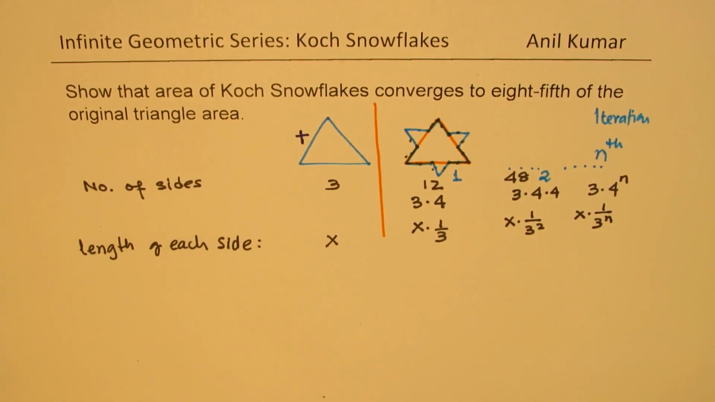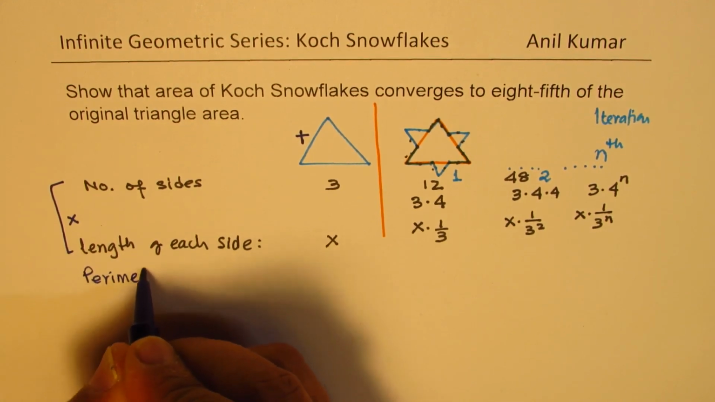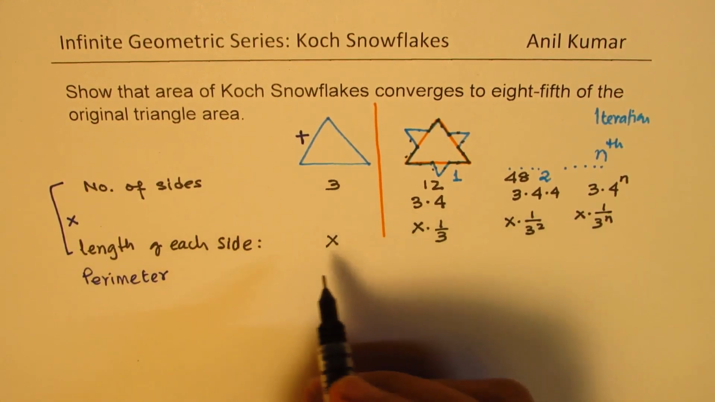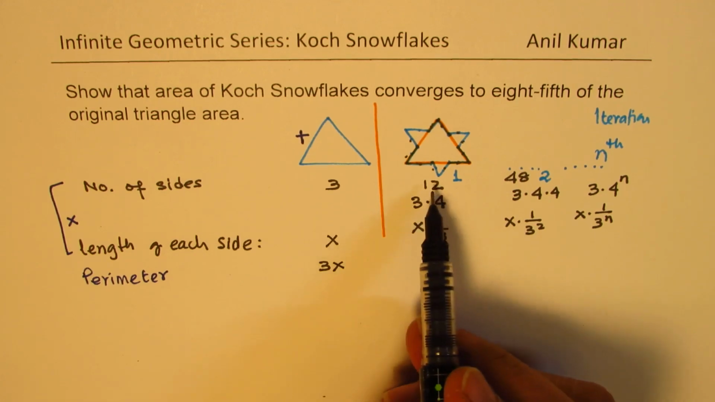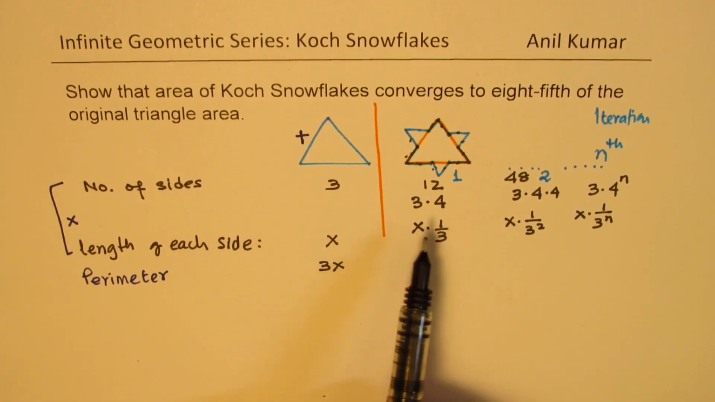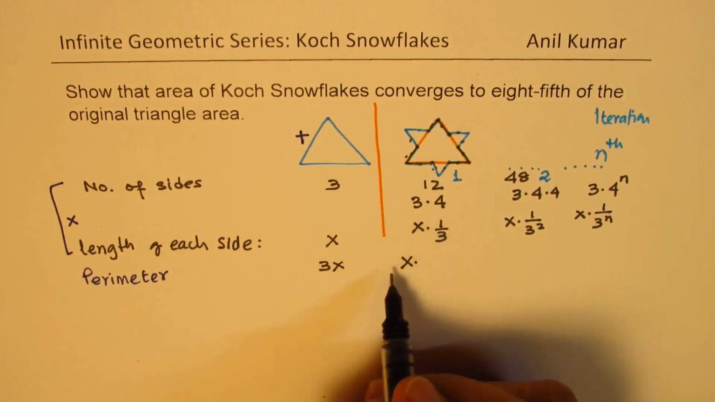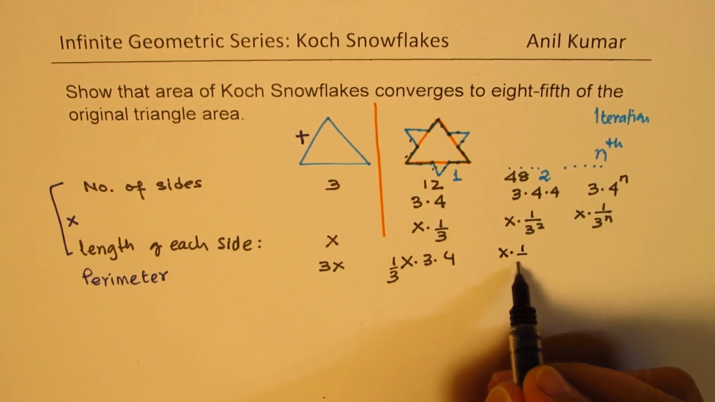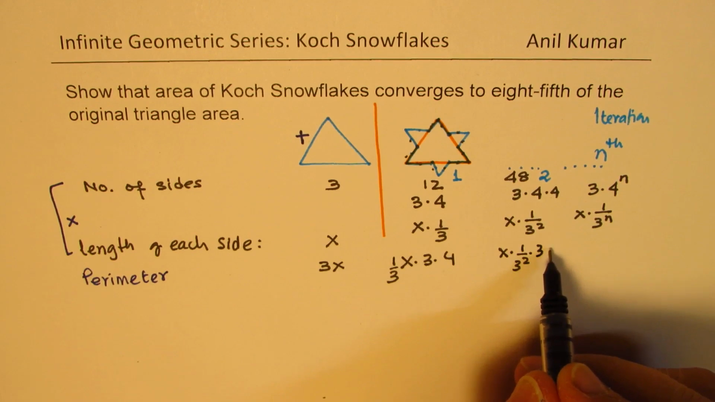Now we know the number of sides and the length of each side. If we multiply these two, we get the perimeter, right? Perimeter means you have to multiply these. The original perimeter, if it is 3x, then the second one will have 12 sides, which is 3 times 4. So I will write this as x times 1/3, the length of each side, times 3 times 4. Here it becomes x times 1/3 squared, the length of each side, and this is 3 times 4 squared, right?